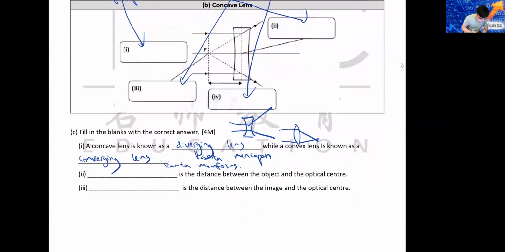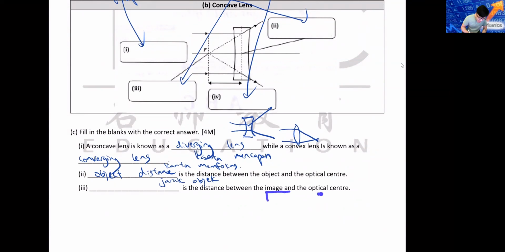So number 2, what is the distance between object and optical center? Okay, this is a stupid question. What's the distance of object? Object distance lah. Okay, jarak object. Okay, what's the distance between object and the lens? Object distance lah. There's no special word for it.